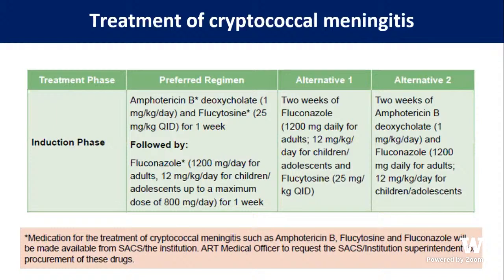And it is important that amphotericin B, flucytosine, and fluconazole will have to be made available by the local SACs or the institution. And the ART medical officer has to requisition either the SACs or the local institution, medical superintendent or director or dean, for the procurement of these drugs, which are life-saving for these patients.